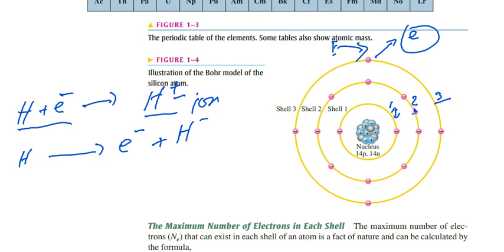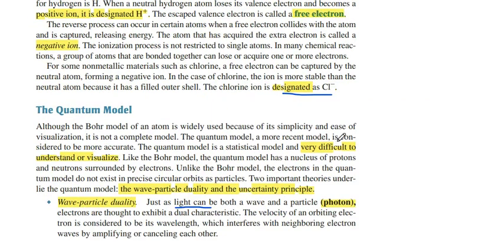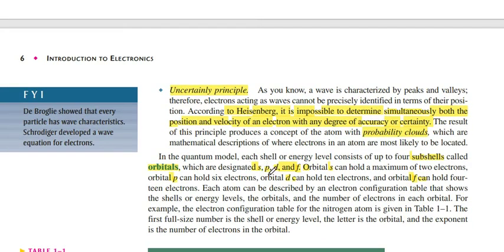The quantum model uses the notation S, P, D, F. S holds 2 electrons, P holds 6, D holds 10 and F holds 14. Let's see how we can use it. These are S, P, D, F, with a maximum of 2 electrons in the S orbital, 6 in P, 10 in D and 14 in F. Each is divided into subshells.